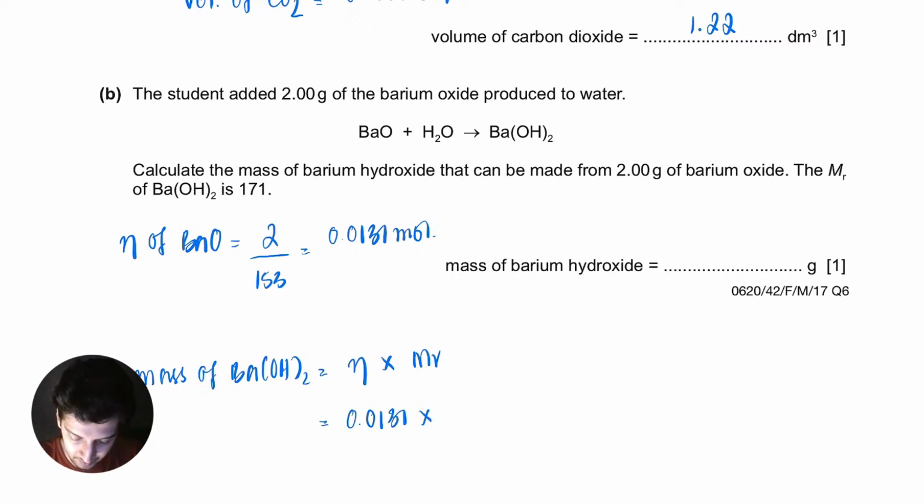The MR for barium hydroxide is going to be 16 plus 1, times 2, plus 137, which is 171. Multiply that by 0.0131, and we have 2.24 grams. Yes.